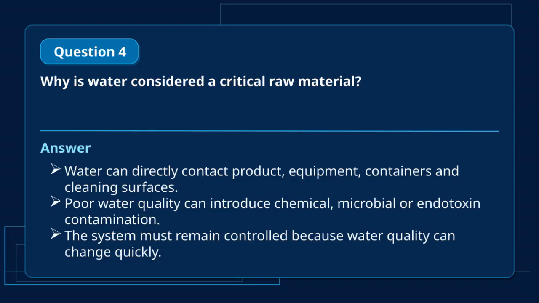Question 4. Why is water considered a critical raw material? Water can come into direct contact with the product, equipment, containers, and cleaning surfaces, which means its quality significantly impacts the entire process. If the water quality is poor, it can introduce chemical contaminants, microbes, or endotoxins that could compromise safety and product integrity. Because of this, it's essential to maintain a tightly controlled system, as water quality can change rapidly and unexpectedly. This control ensures that the final product remains safe and effective.